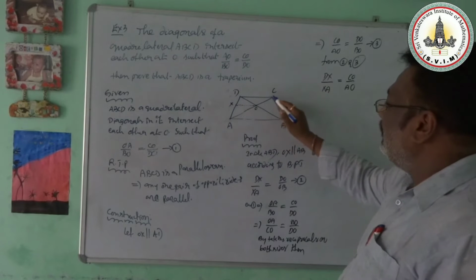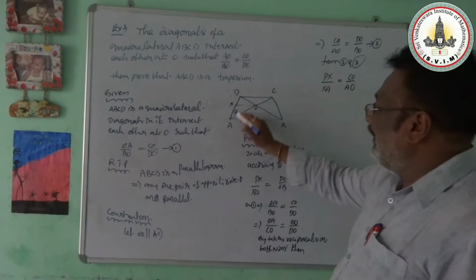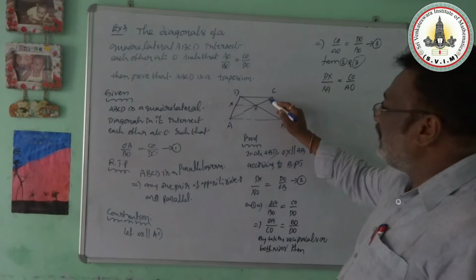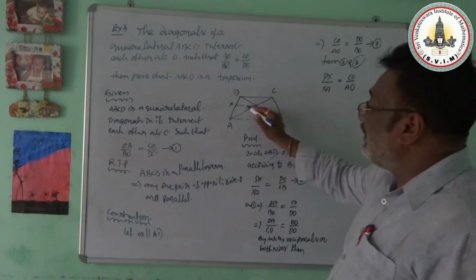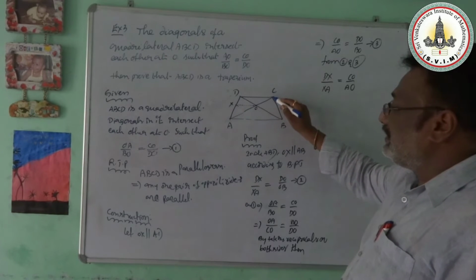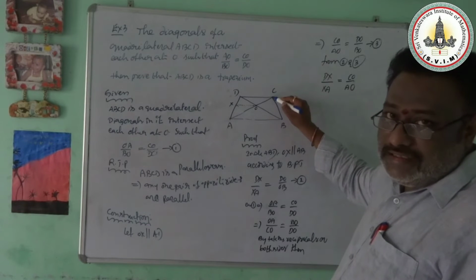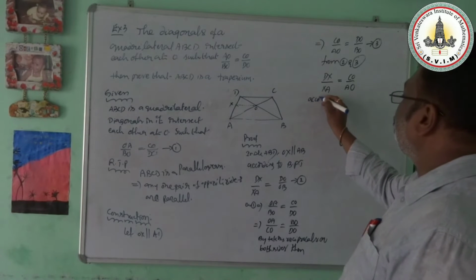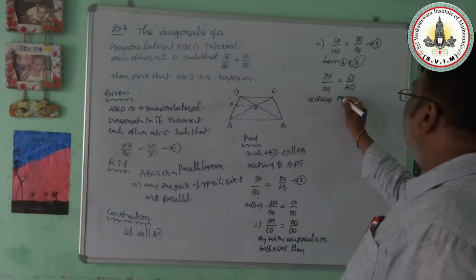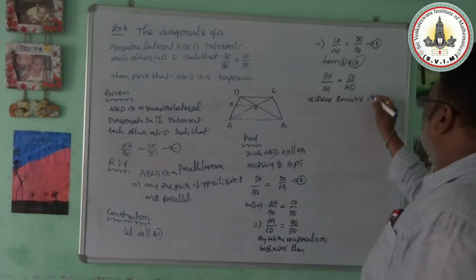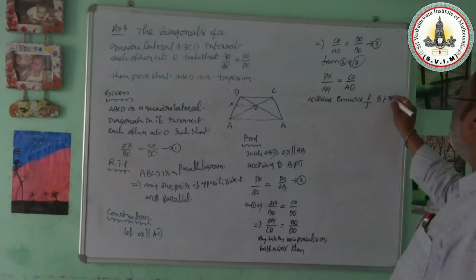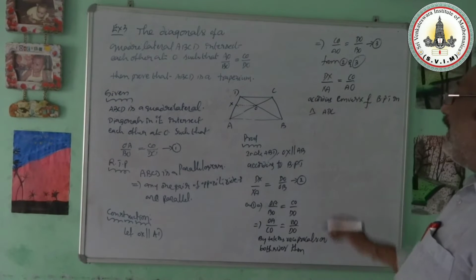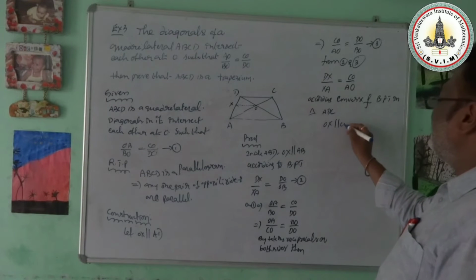So DX by XA is equal to CO by OA we are getting, which means we need to capture this triangle. What is this triangle? Triangle ADC. In this triangle ADC, this line segment is dividing two sides of the triangle in the same ratio. Then the line segment which you are taking in that way is parallel to the third side of the triangle. According to which property? Converse of basic proportionality theorem. As per the converse of basic proportionality theorem, in triangle ADC, we can write OX is parallel to CD.